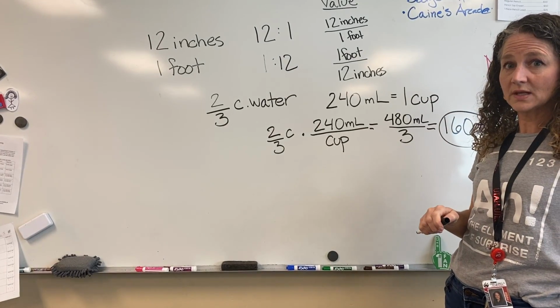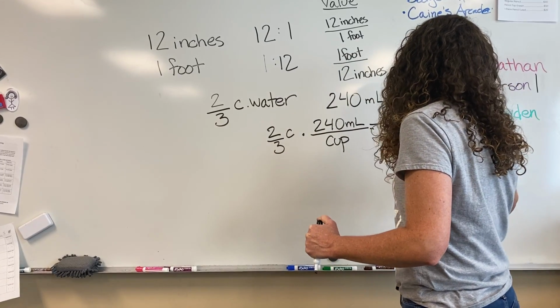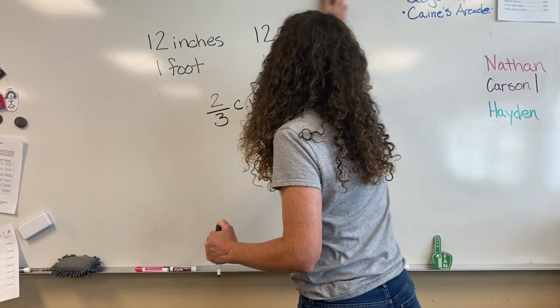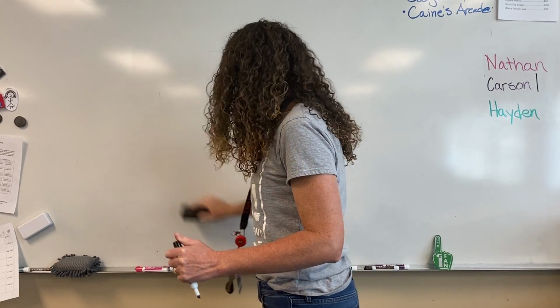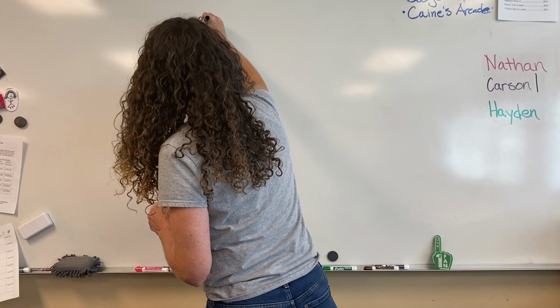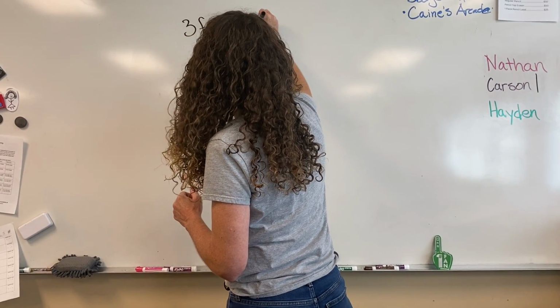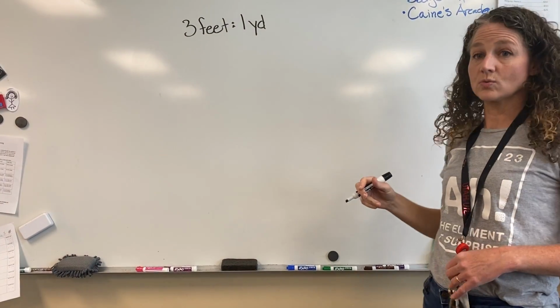Okay? Let's do another one. Okay, because these are just ratios. If I know that there is 3 feet to 1 yard, which there are 3 feet in 1 yard.